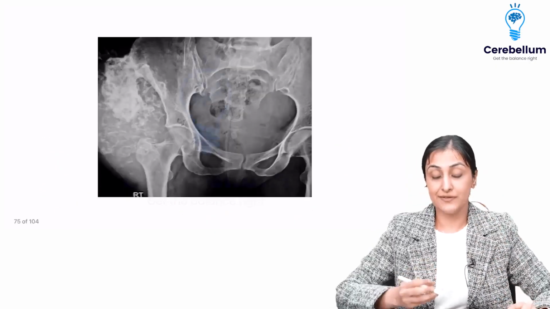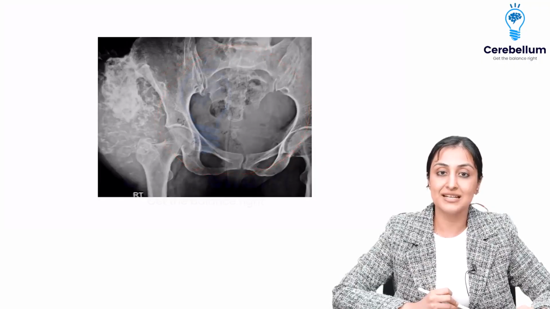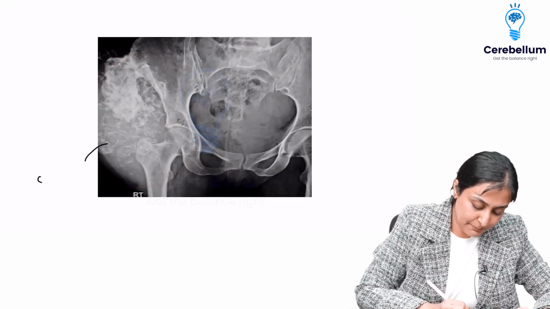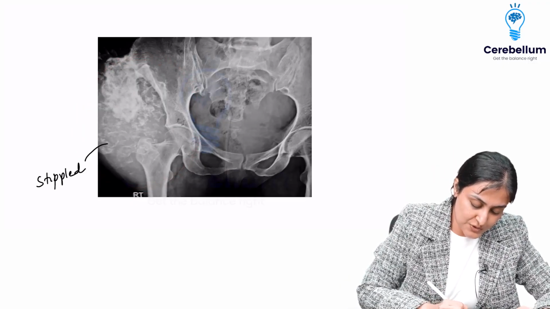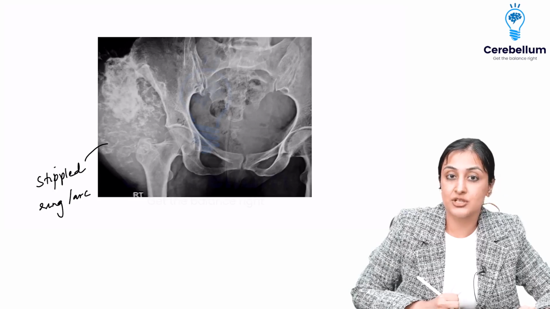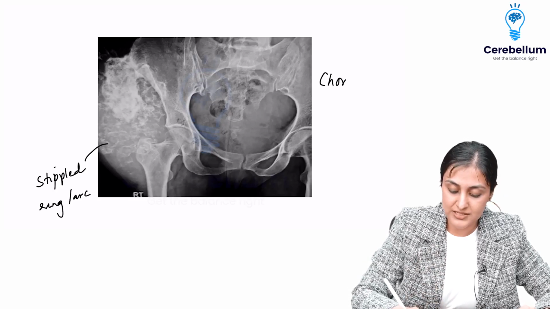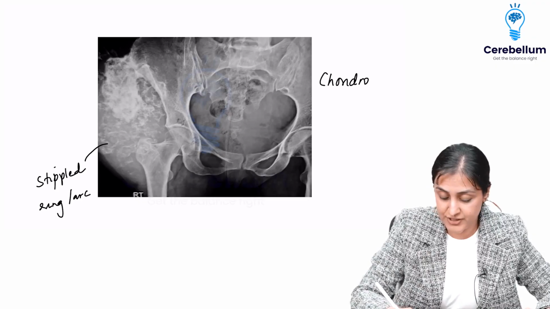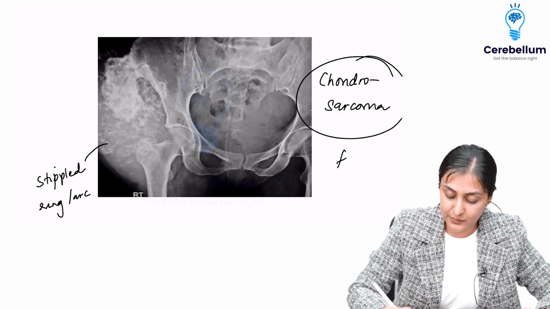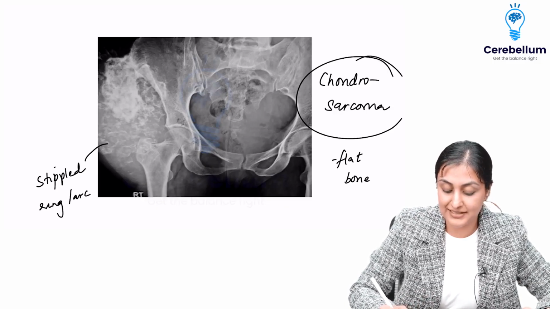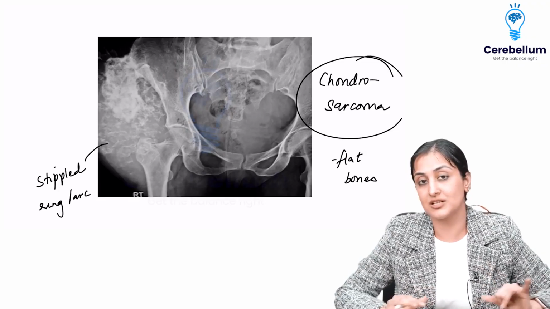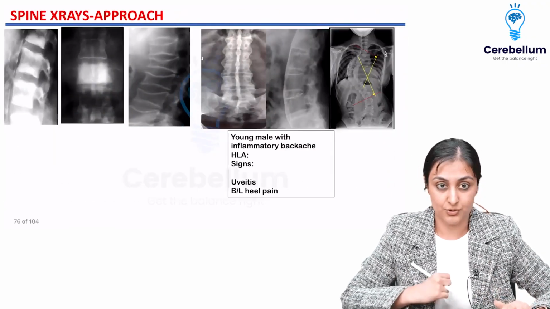One more tumor here where they'll show you the flat bones getting involved, and this huge tumor here having this sort of stippled calcification, also called ring and arc popcorn calcification. This is what is indicative of chondroid matrix. So this is chondrosarcoma, a malignant tumor that frequently affects the flat bones like the pelvis and chest wall. Those are the usual sites of a chondrosarcoma. This is the classic matrix of a chondrosarcoma.